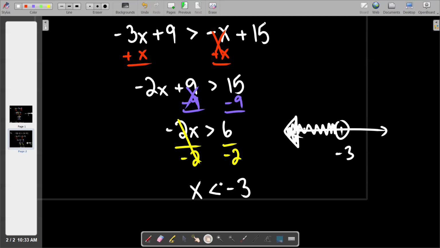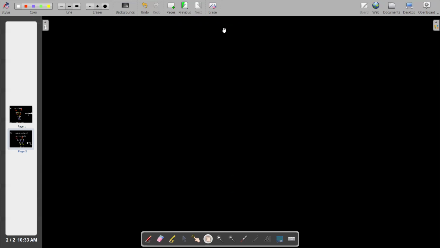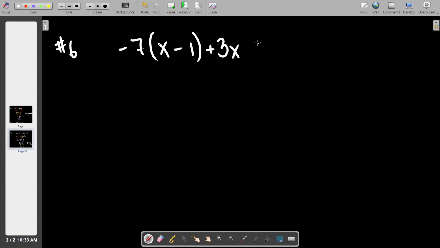Okay, when we get to number 6, we're going to change it up now, and we're going to not only have distribution, but we're also going to have some like terms. So number 6 is -7 times the quantity of x minus 1, closed quantity, plus 3x is less than or equal to -8 times the quantity x minus 4, closed quantity, minus 23.